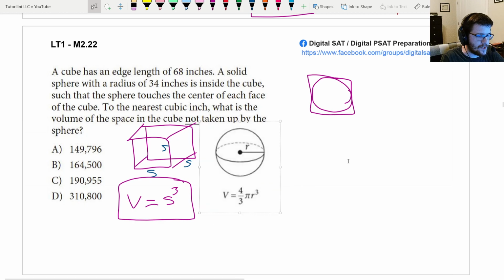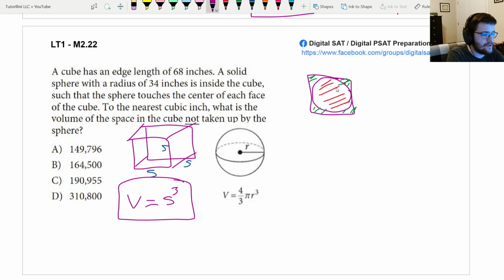So the sphere is inside the cube, so we're going to find the volume of both of them, and then take away the volume of the sphere, and we'll be left with that leftover space, if that makes sense. So the volume of the cube is volume equals 68 cubed. So the volume of the cube is 314,432. You don't need to write out the numbers, but just for the sake of the video.